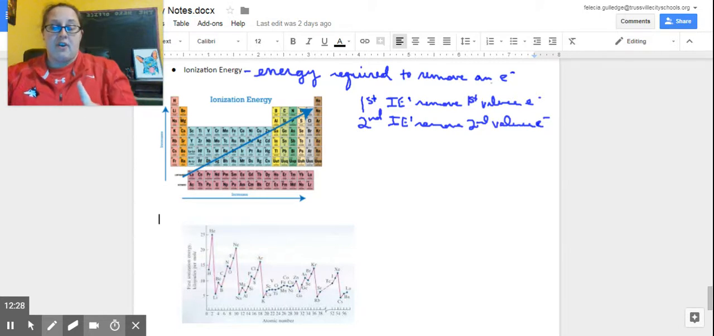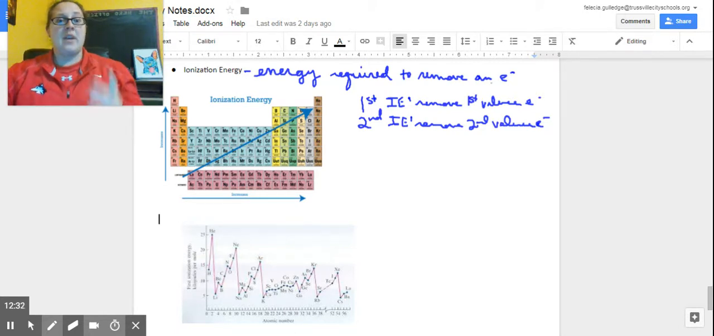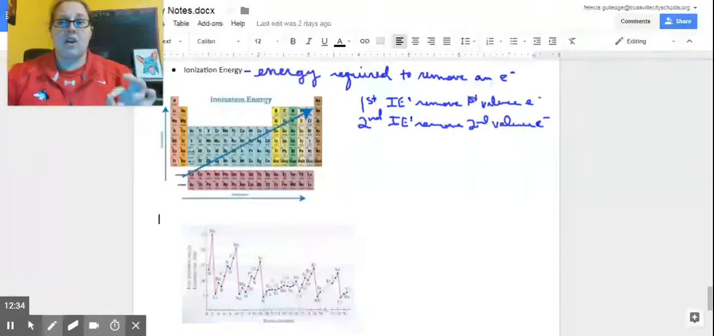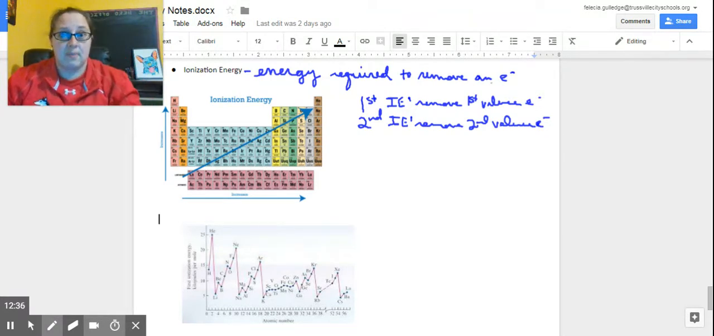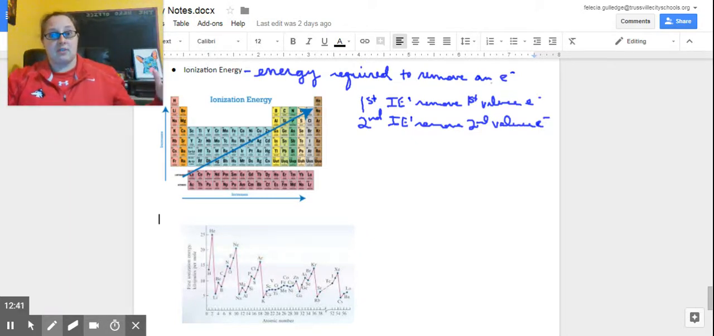Now, first of all, we need to understand what electron we are going to be taking off. We always take off our valence electrons. And what does valence mean? Valence means outermost electrons. So the outermost shell, those outermost electrons go first.